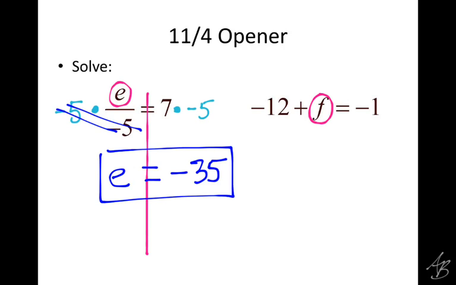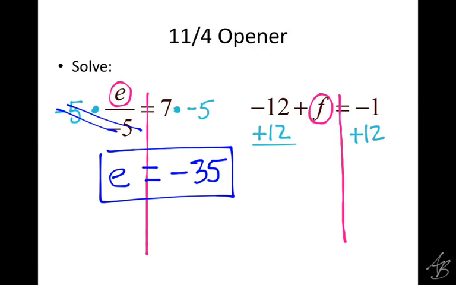All right, last one, we want to get the f by itself. This one's a little tricky because it's an addition problem, so we might want to subtract, but that would not be good. What do we need to do to get rid of this 12 here? We need to add 12. Why do we need to add? Because the 12 is negative. All right, so if we add a negative 12, to get rid of it, we need to do the opposite. So adding a negative 12 is the same as subtracting 12, so the opposite would be adding 12.